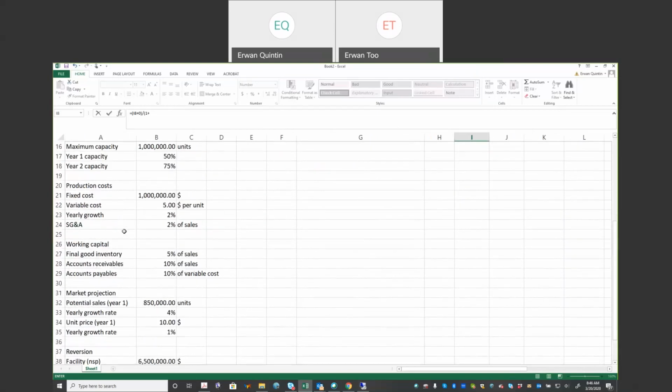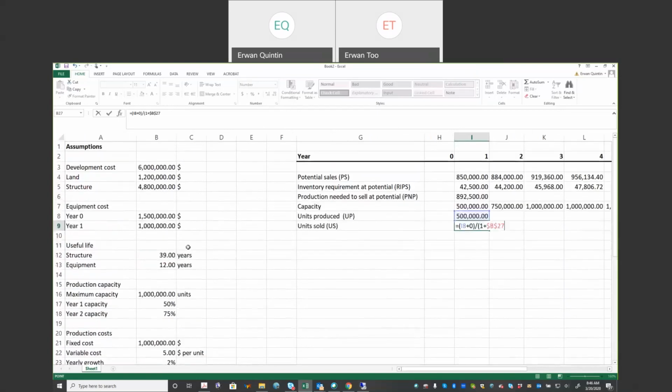which my inventory ratio is, where is my working capital? Right here, 5% of sale, F4. Very good. And so now I'm just going to take a moment to make sure that I have not messed this up. And yes, my units sold are going to be this number here.